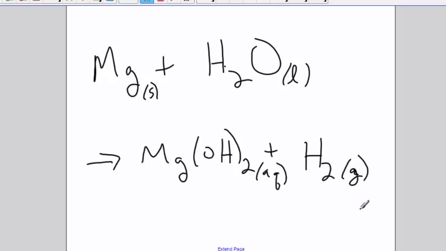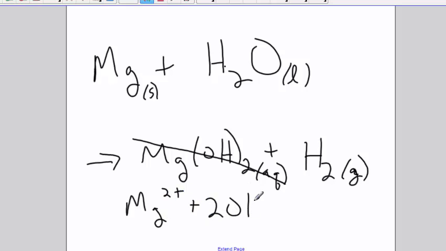Now, hydrogen gas, you don't have to do anything with that. That's not ionic. It's not going to be H+ or anything like that. It's H2 gas. Magnesium hydroxide, aqueous, you wouldn't actually write it like that, because again, ionic compound in water, you would write Mg2+ plus 2OH-. Remember that polyatomic ions are not going to break apart. They are covalent within themselves.